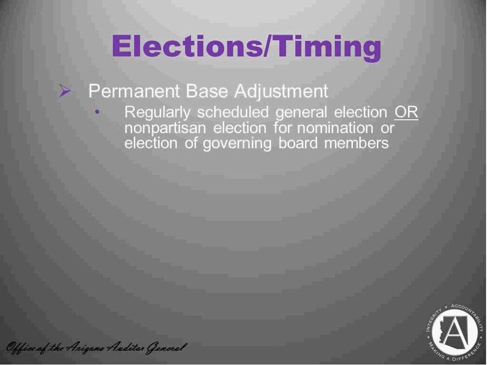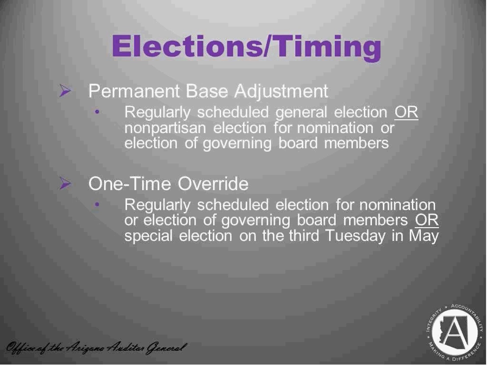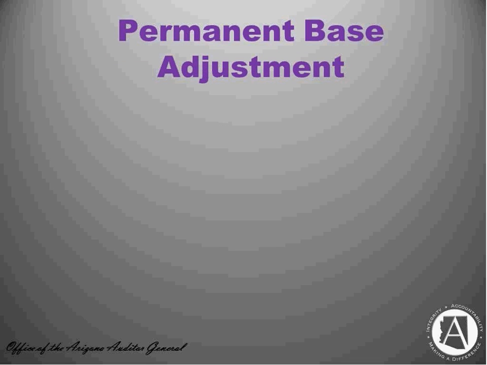Permanent base adjustments are voted on during the regularly scheduled general election or nonpartisan election for nominating or election of governing board members. One-time overrides are voted on during the regularly scheduled election for nomination or election of governing board members or in a special election on the 3rd Tuesday in May.